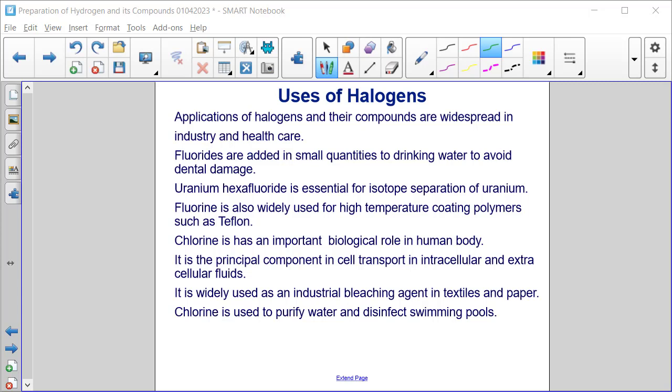Chlorine has an important biological role in the human body. It is the principal component in cell transport in intracellular and extracellular fluids. It is widely used as an industrial bleaching agent in textiles and paper. Chlorine is used to purify water and disinfect swimming pools.